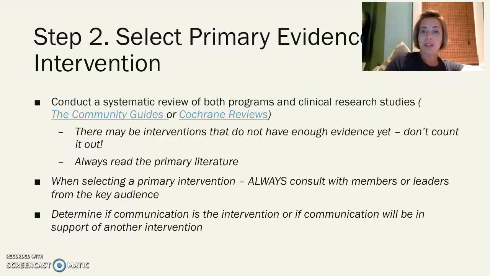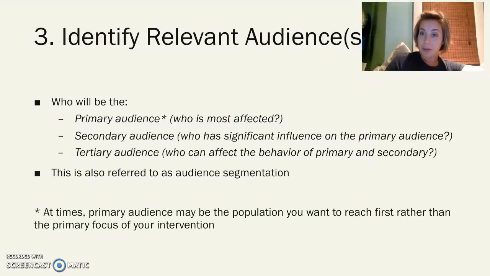And then, of course, in thinking about the evidence-based intervention, we have to determine if communication is the intervention or if communication is just a part of or in support of a larger intervention. Once we have those pieces in place, then we can start talking about identifying relevant audiences. So when we think about anybody in any kind of behavior, it is often supported and/or influenced by people around them. So again, back to the ecological model, it's where our roots are.